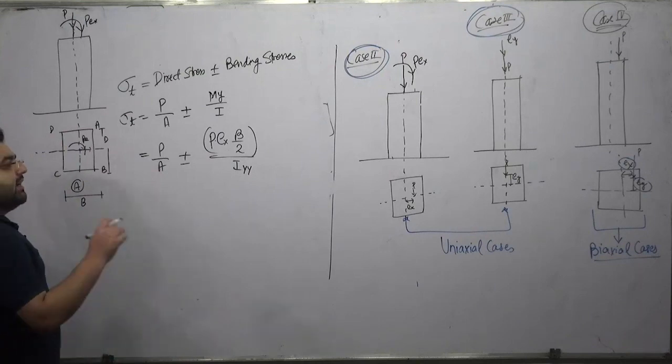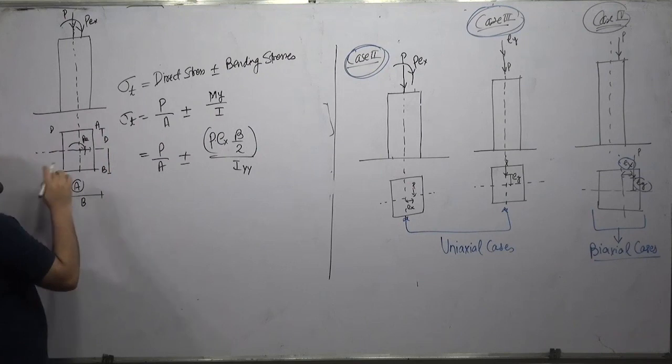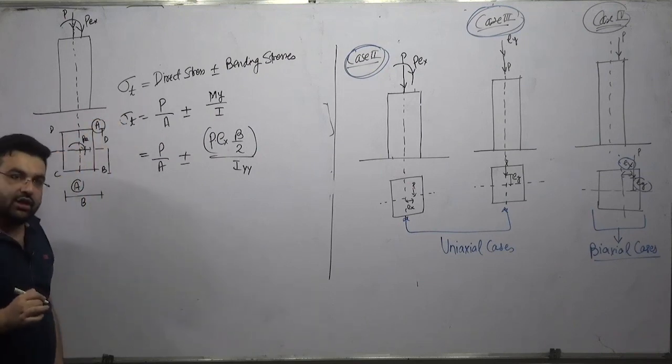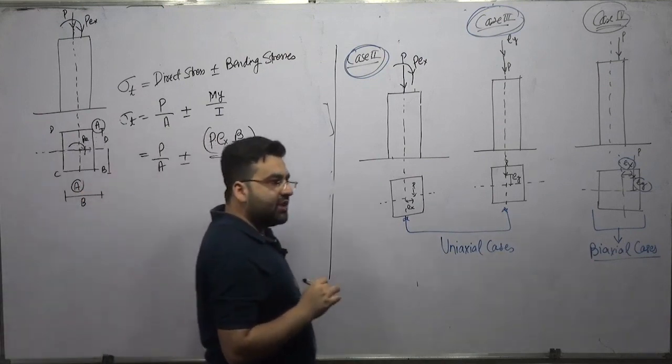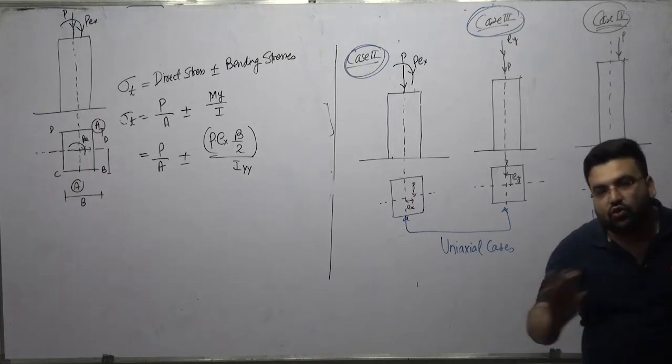If somebody says that we have 4 corners A, B, C, D, determine the stress at corner number 1, that is corner A, then what some people do is remember the sign: this is positive, this is negative. I will say do not remember the sign.